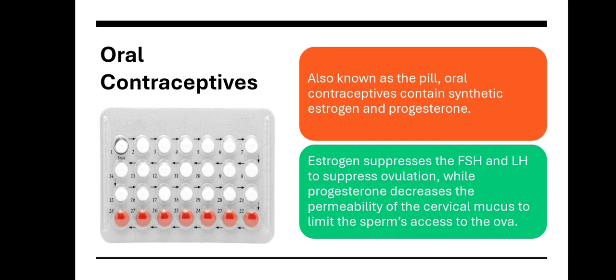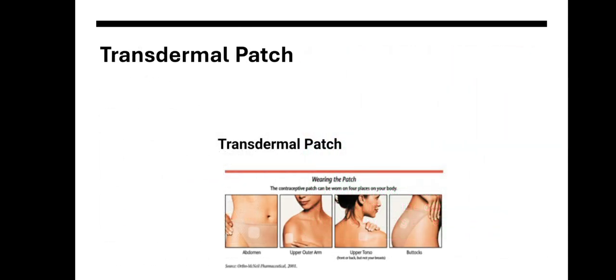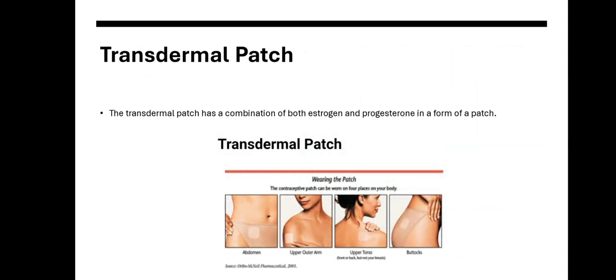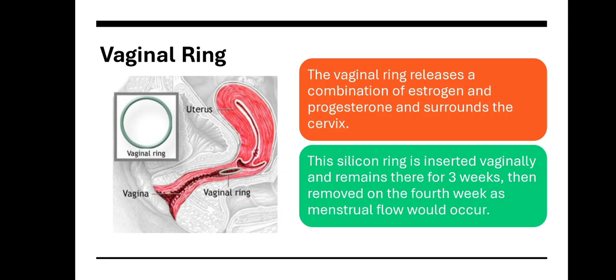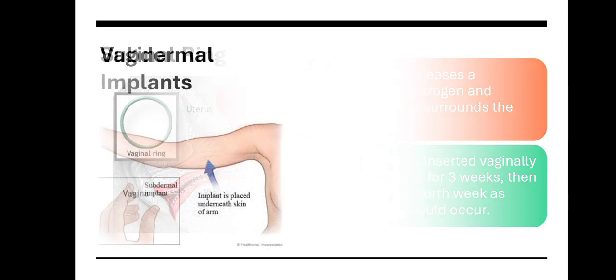Transdermal patch. The transdermal patch has a combination of both estrogen and progesterone in a form of a patch. Vaginal ring. The vaginal ring releases a combination of estrogen and progesterone and surrounds the cervix. This silicone ring is inserted vaginally and remains there for 3 weeks, then removed on the 4th week as menstrual flow would occur.